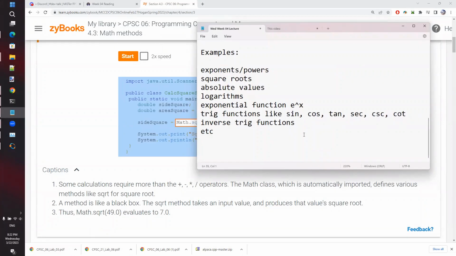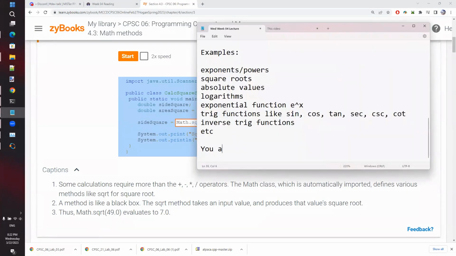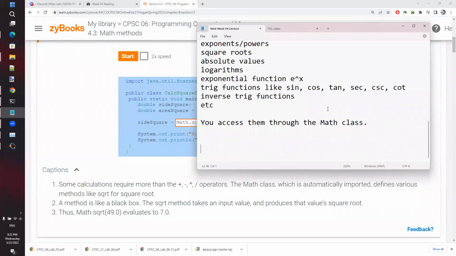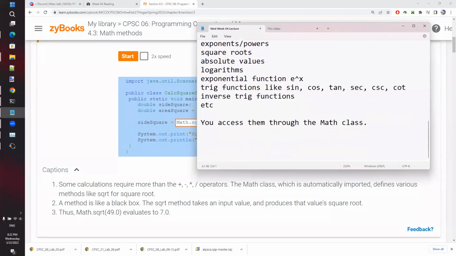Okay. And the thing that you have to know is that these functions are not hidden from you, but they're accessed through a math library or a math class. So you access them through the math class. So when you want an exponent, or not an exponent, let me do something else.